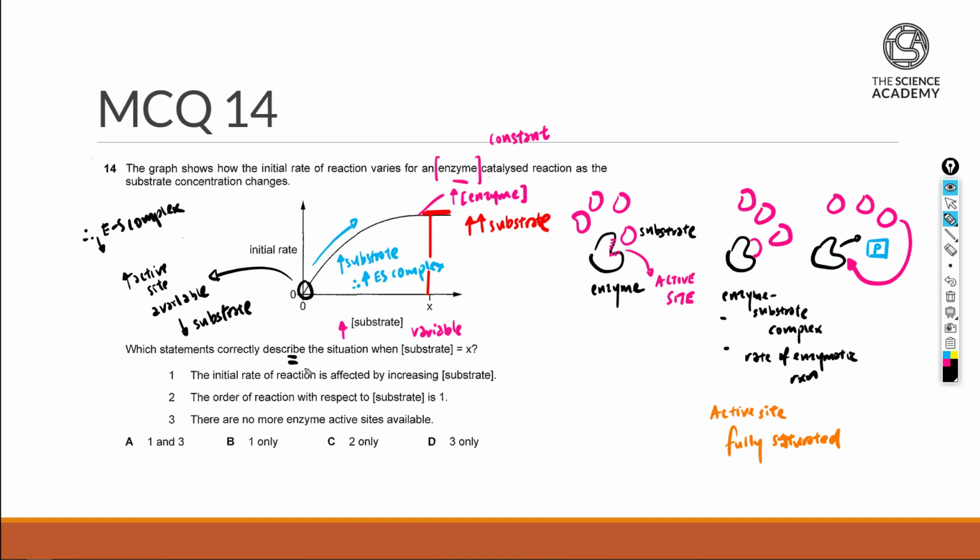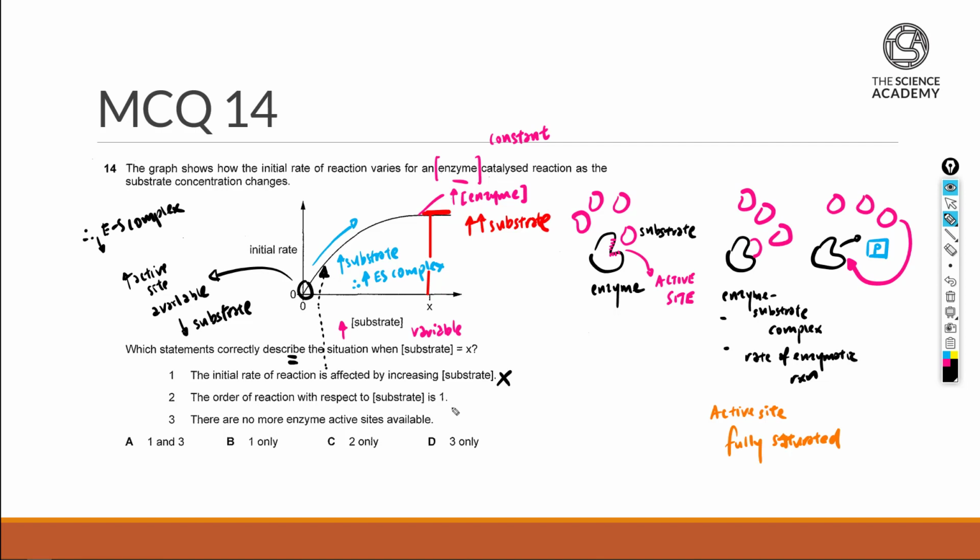The initial rate of reaction is affected by increasing substrate. Now, while this is true, I have to say that this is not correct to explain for part X, because this is going to be helpful to explain the climbing effect as we're increasing substrate at the early stages of this particular setup. And number two, the order of reaction with respect to substrate is 1.